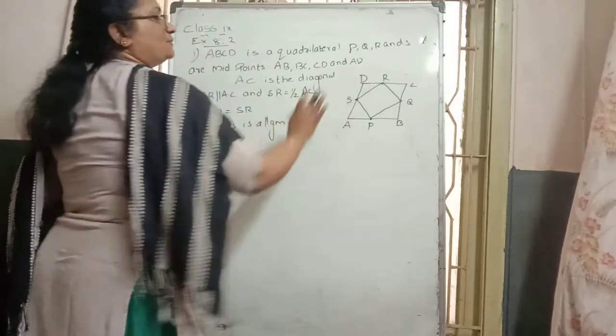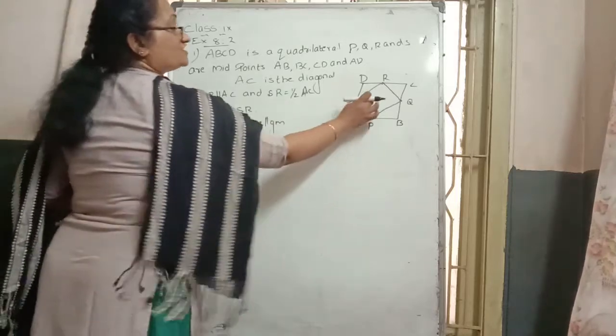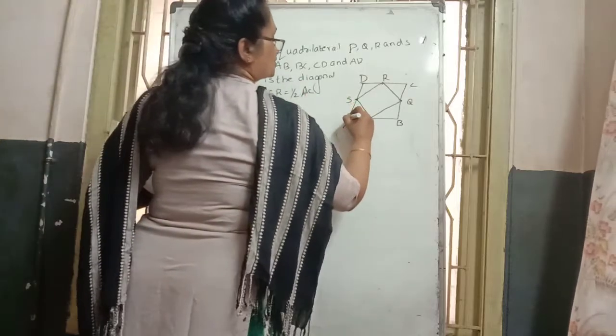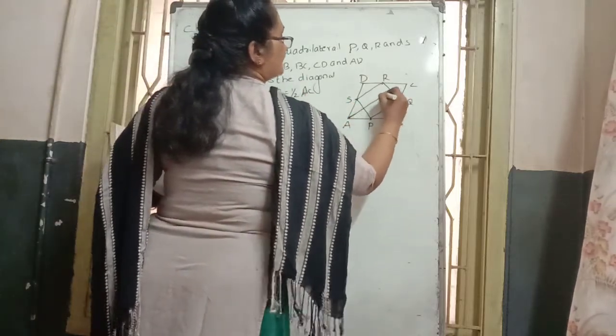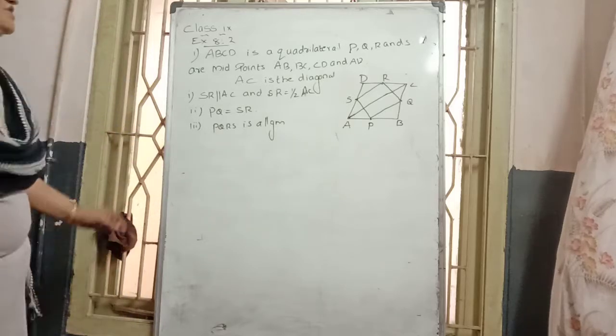Then, inside, we get another parallelogram. Suppose the inside part PQRS becomes a parallelogram; we want to prove that also. So we can join the AC side. How do we prove this?